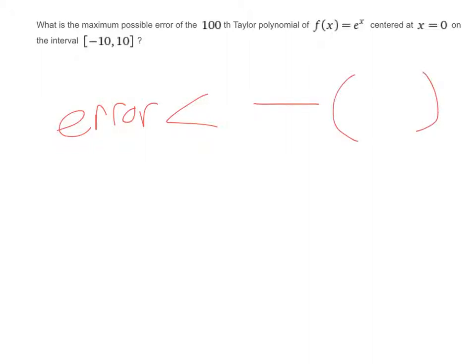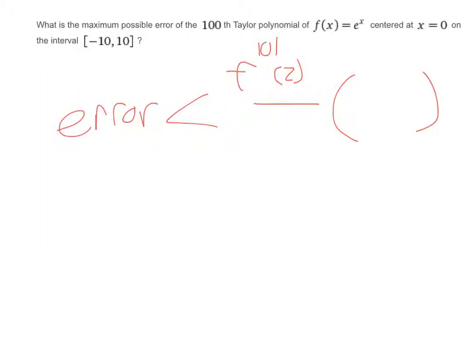Alright, if we're looking at the 100th Taylor polynomial, it's the 101st derivative that we'll be focusing on. So what we have to do here is find the 101st derivative of this function. Alright, we've got to maximize this. Okay, the 101st derivative needs to be maximized.